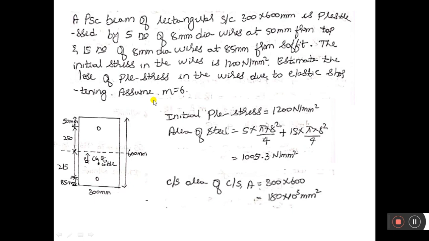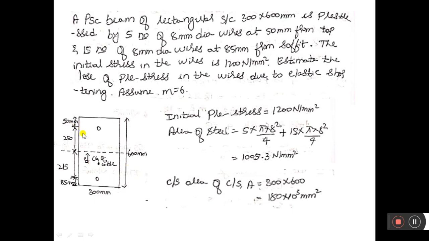So here the problem is different compared to previous problems. In previous problems the cable was only at top or only at the bottom, and in this problem we have cables in two positions, one at top and one at the bottom. When cables are provided in such a way, then we should consider the CG of the cable. How to consider the CG of the cable, we shall see in this problem.